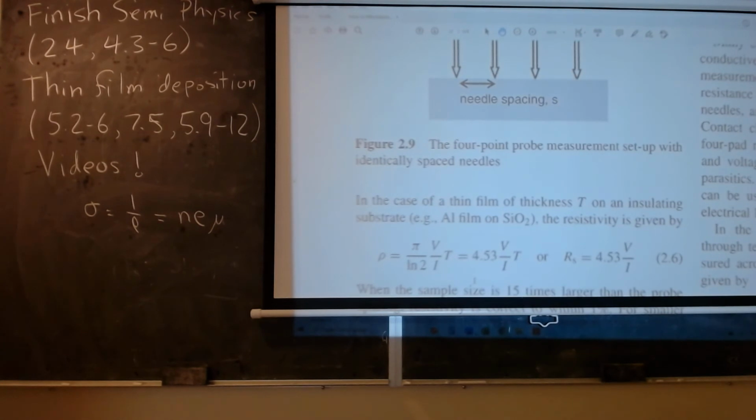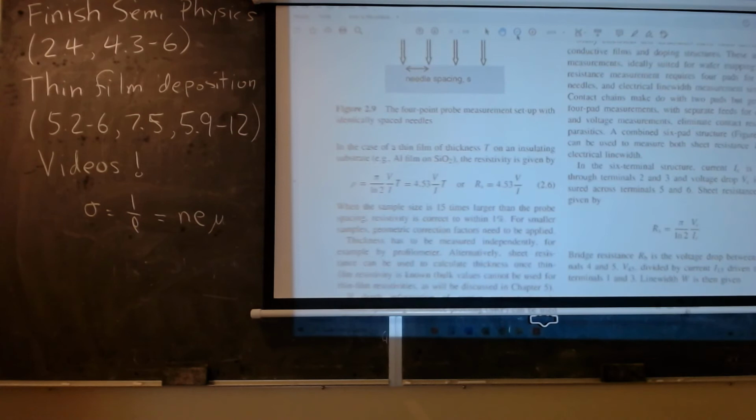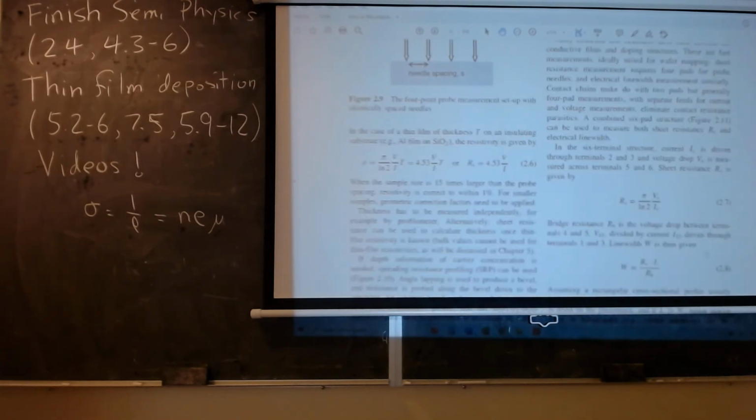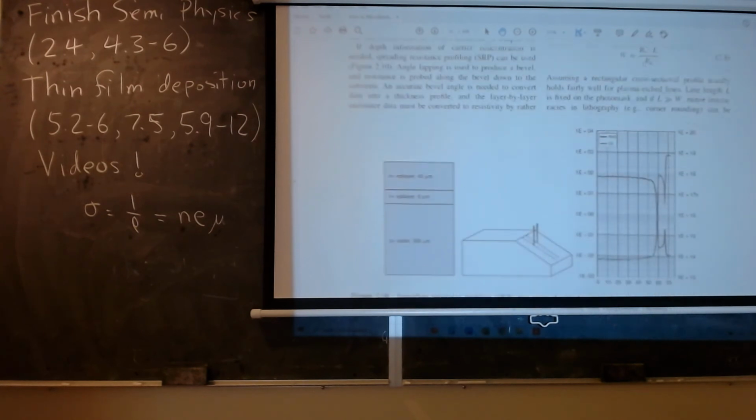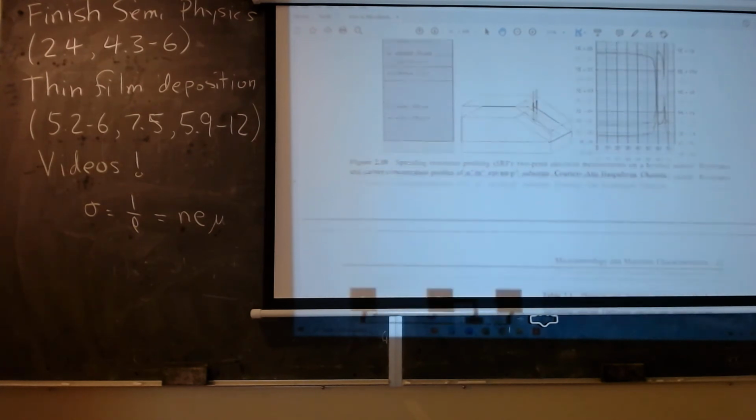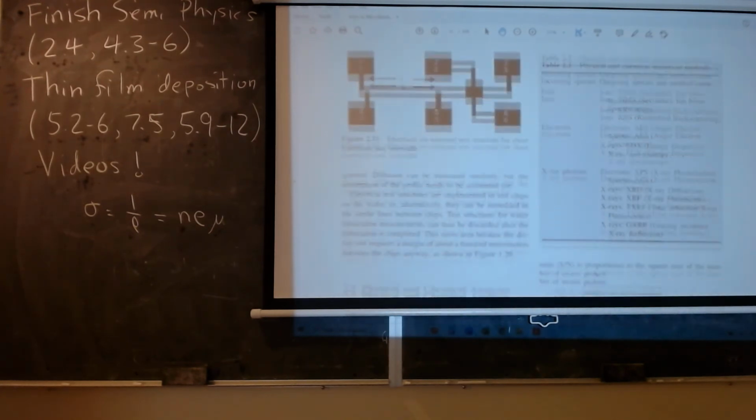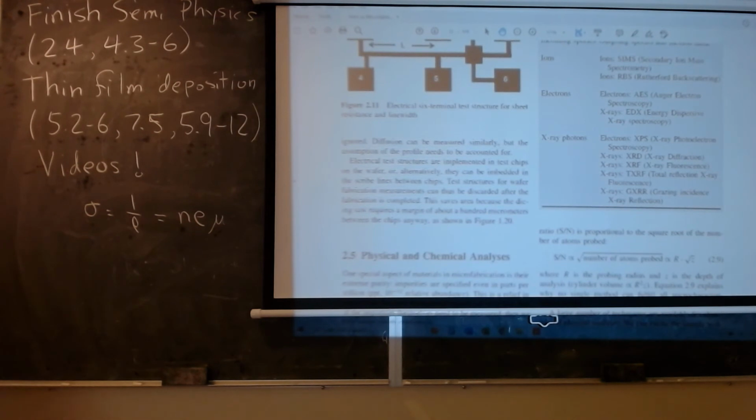All right, and that kind of is really all I was getting at in that section. You don't need to worry about other stuff here. The point of covering 2.4 was knowing that there's a device called a 4-point probe and how you determine conductivity from it.